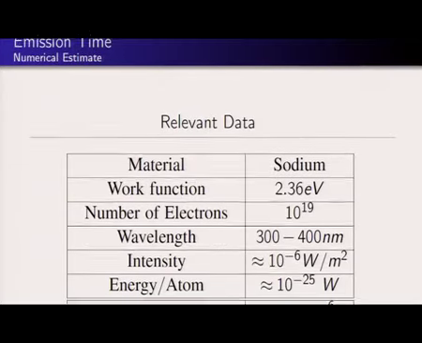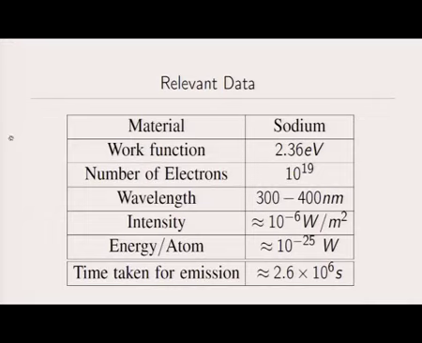So here is some relevant data. So let me come up here and you will get the complete information. These numbers are real numbers, so please take them seriously. I am looking at sodium. Sodium has a work function of 2.36 electron volts. Number of electrons, by that I mean the electron density, is 10 to the power of 19. The wavelength is about 300 to 400 nanometers, let us say. Intensity is 10 to the power of minus 6 watt per meter squared, because I calculate that. Therefore, the energy per atom that you supply is 10 to the power of minus 25 watts per second.